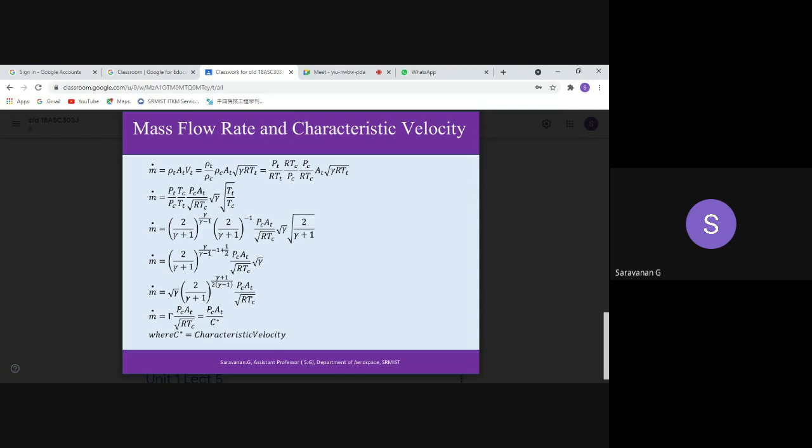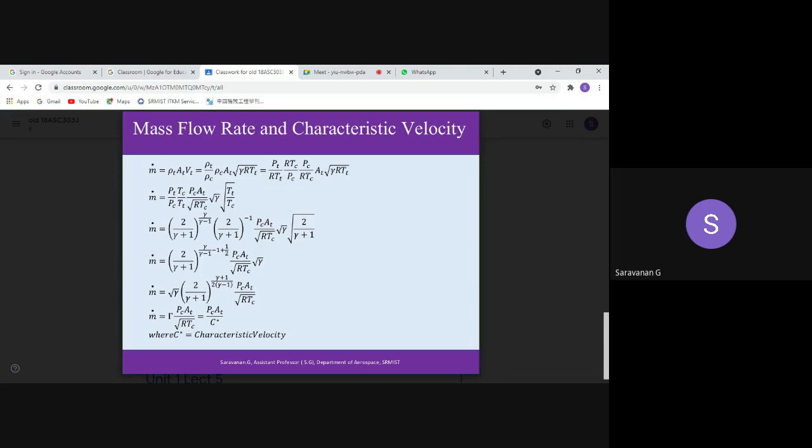We will get the formula given here: 2 by gamma plus 1 power gamma by gamma minus 1, which is nothing but the pressure ratio P naught by PC at the throat. The second one is TC by T naught TT. Since it is a reciprocal, that's why the minus 1 came. Otherwise T naught by TC, so TT by T naught is equal to nothing but 2 by gamma plus 1.